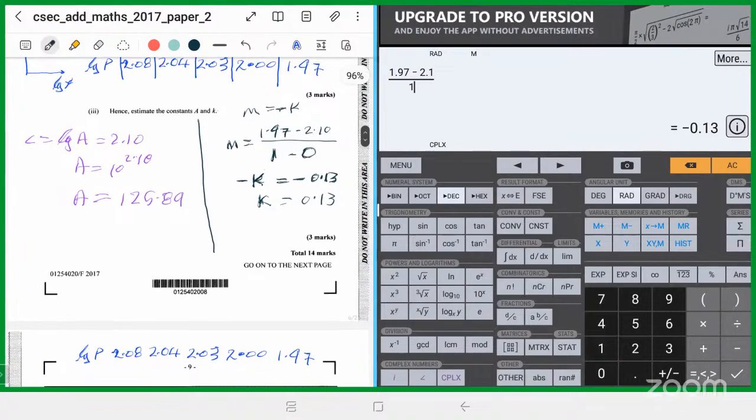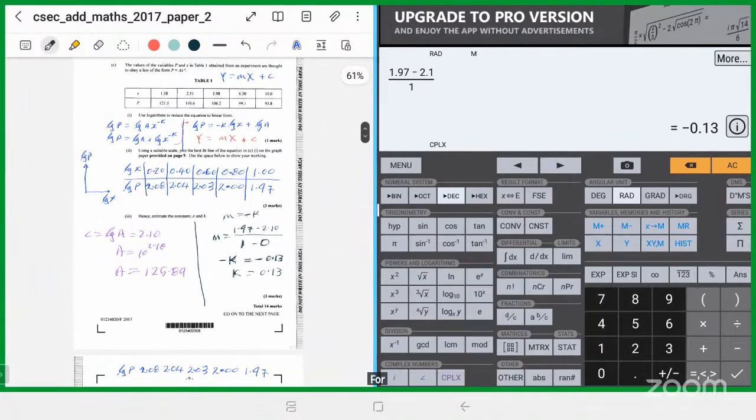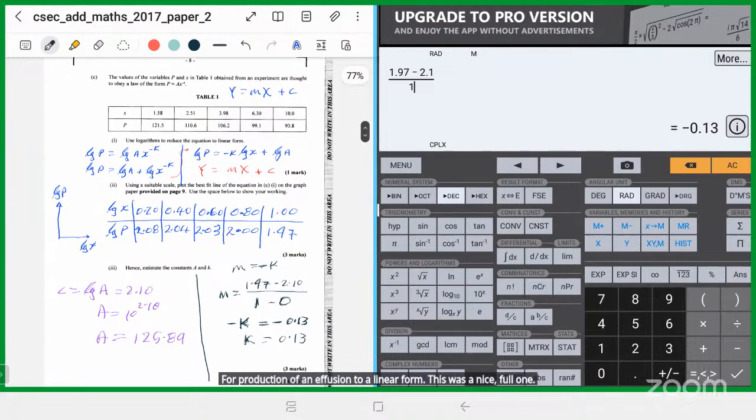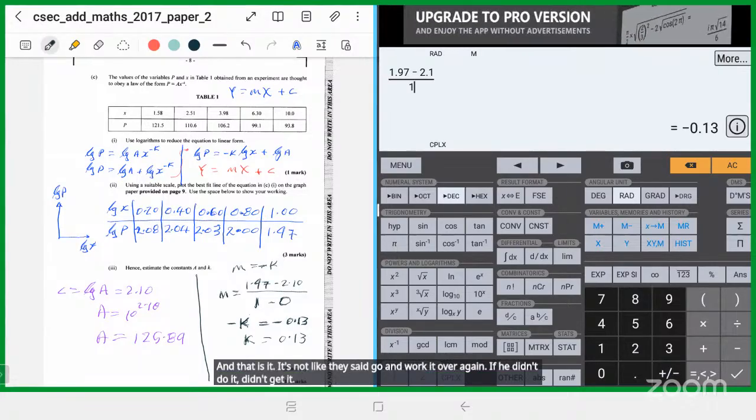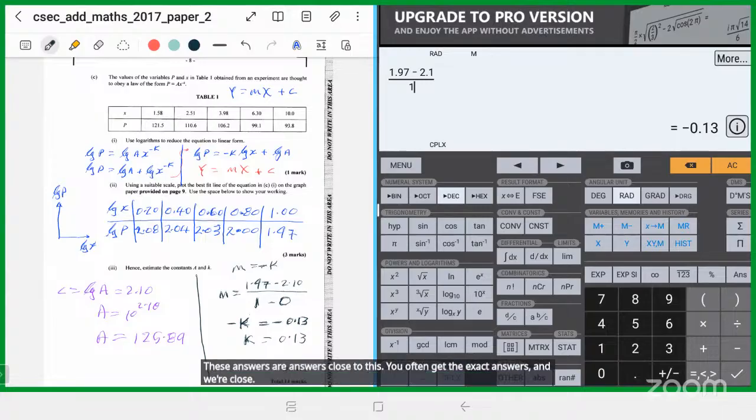That was a nice question. This was a nice one for reduction of an equation to a linear form. This was a nice full one. And that is it. If you didn't do it, you didn't get it, go and work it over again. Anybody did it and got these answers, answers close to these? You don't have to get the exact answers, but close. Close to these. Anybody?